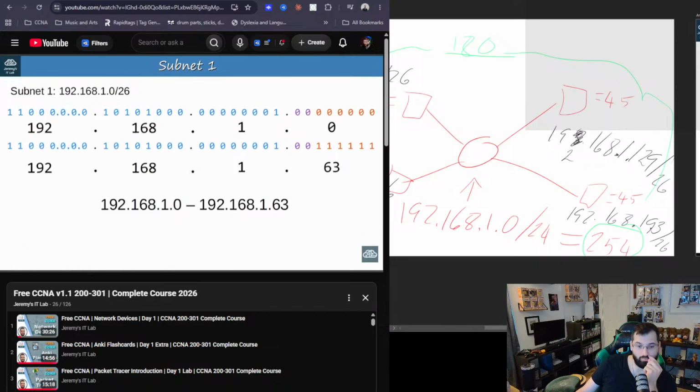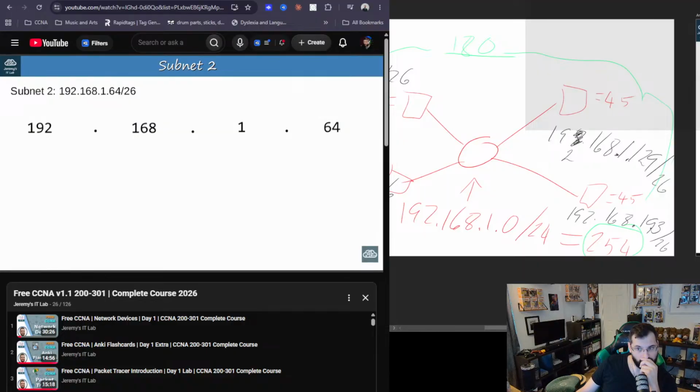Okay, let's keep going. The address range for subnet 1 is 192.168.1.0 through 192.168.1.63. The network address of subnet 2 will be 1 higher than the broadcast address. So that means that subnet 2 will be 192.168.1.64/26. That's the network address, and here it is in binary. Notice that we changed one of the bits we borrowed from the host portion to a 1. So the network address is now 192.168.1.64, with all of the host bits set to 0.